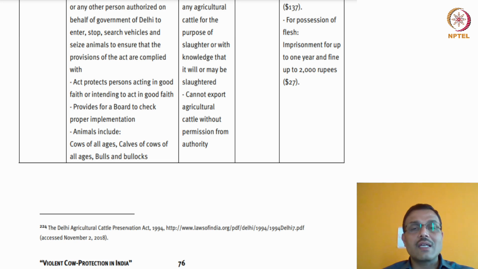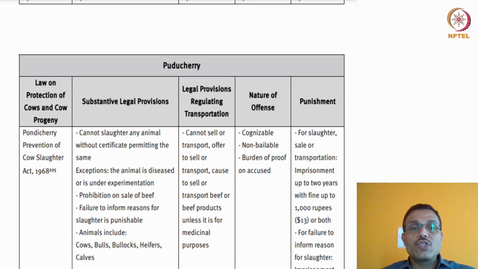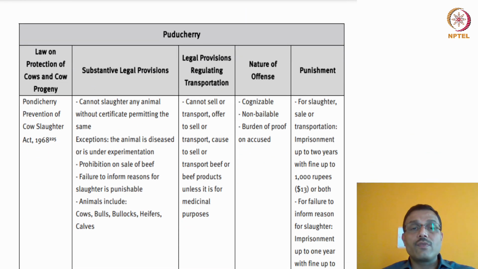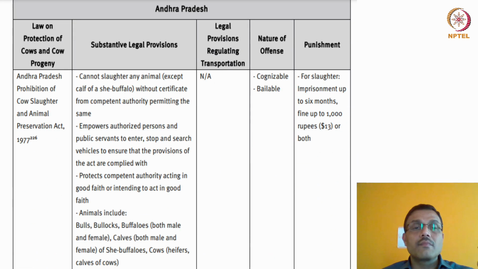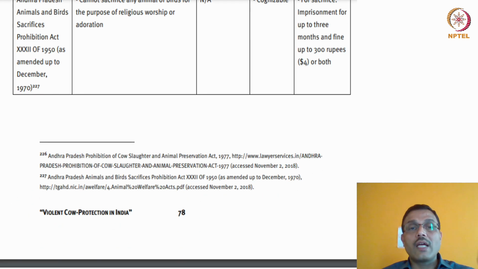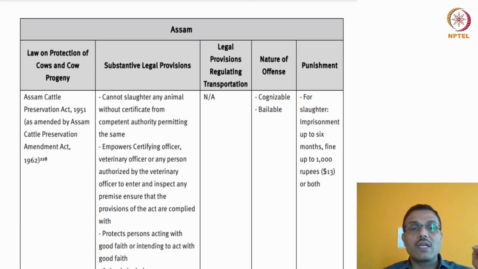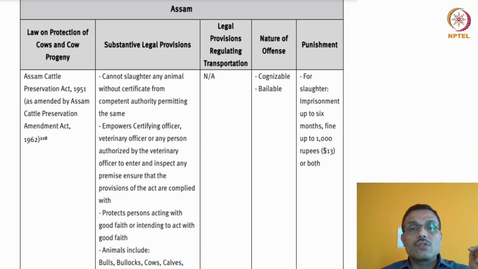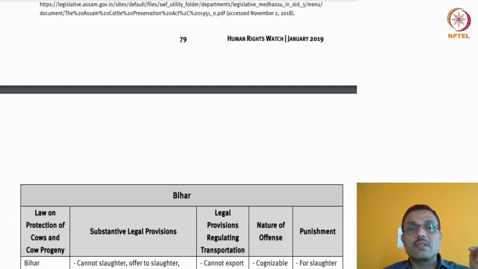Though from the protection of these cows there is an element of production of methane, as alleged by climate activists. Puducherry, a former French colony, also has a legislation. Andhra Pradesh also has this. They don't allow certain animals to be used for sacrifice as well. So those are the legislations over there. This is an exception that is created.